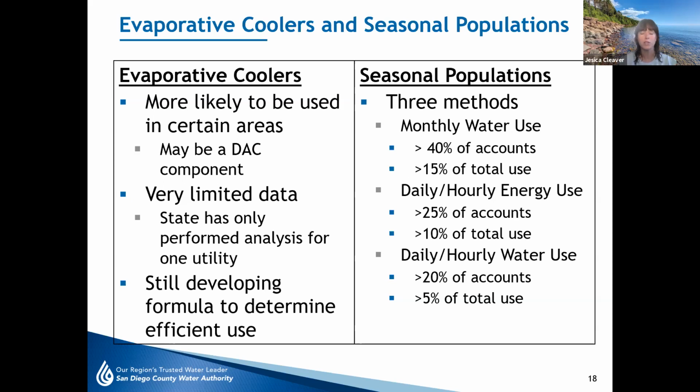So of course, water suppliers would have to work with their energy providers on this one to get the energy data. And that would bring down the threshold to at least 25% of accounts presenting to be seasonal populations, or at least 10% of a supplier's total use. And lastly, using daily or hourly water use data for those suppliers who have access to that data, and that brings down the threshold to 20% of accounts, or 5% of total use. Next.